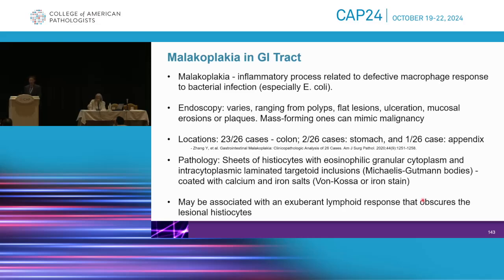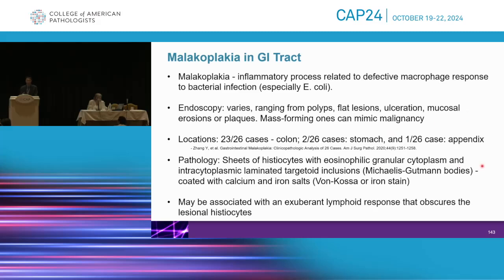In the GI tract, we do see it, but not that commonly. You can see in this study, they showed 26 cases, 23 of them from the colon. Only 2 cases from the stomach and 1 from the appendix. For myself, I have only seen 1 gastric malakoplakia so far. It's not that common. The most common one is in the colon. And endoscopically, the morphology is not typical for anything. They can appear as polyps, flat lesions, ulceration, or mucosal erosion. Sometimes it can be mass forming and mimic malignancy.